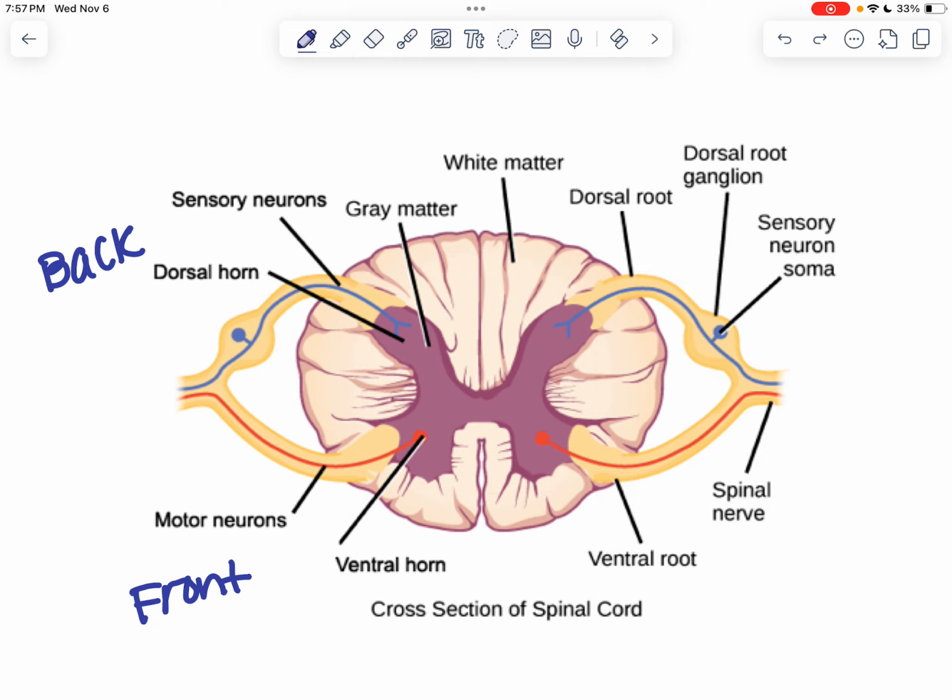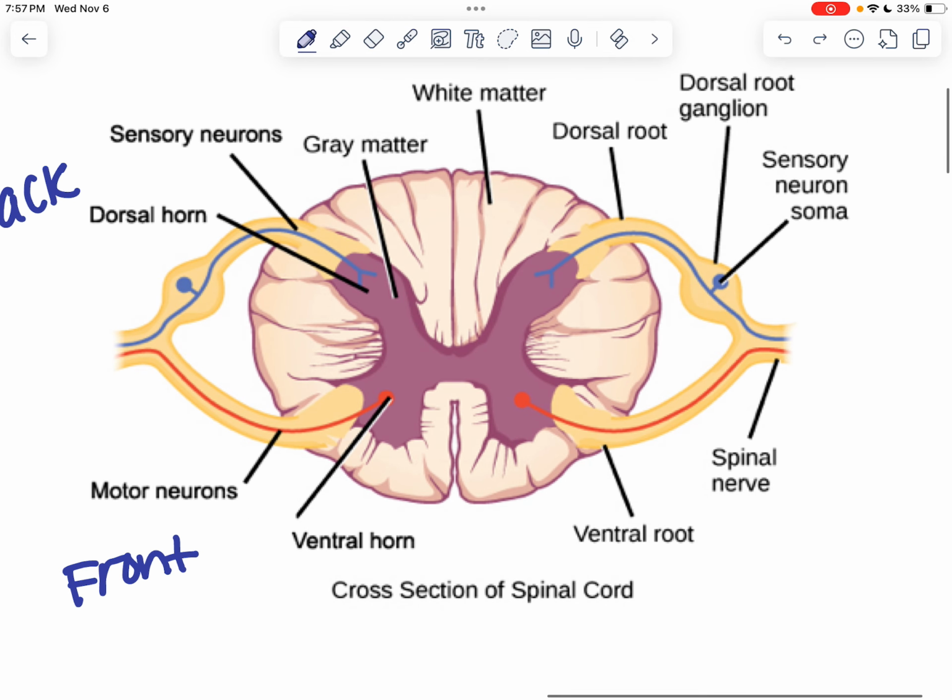The motor neuron is going to be here. In red, the motor neurons are going to be there. Typically, those are multipolar, right? We call that the ventral root. That is going to be the front of the body, and that gets relayed to the motor function.